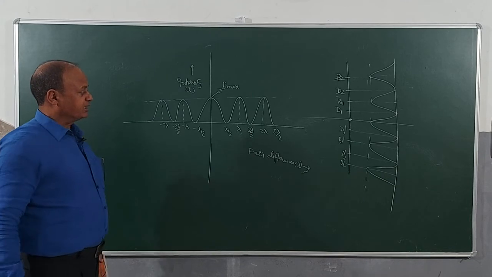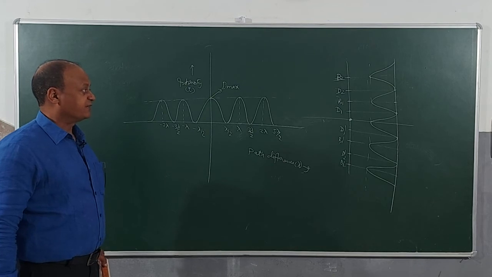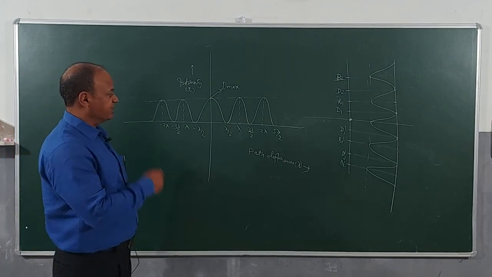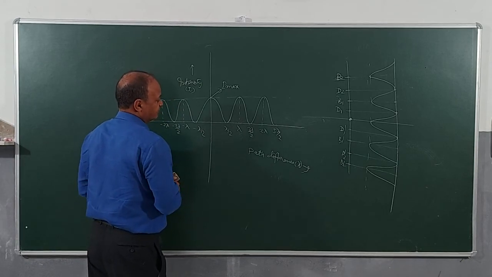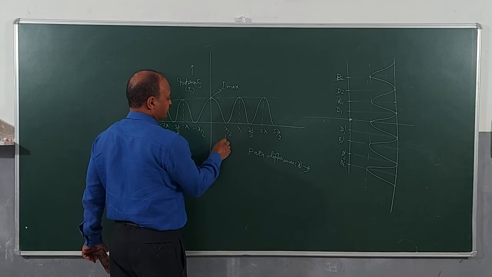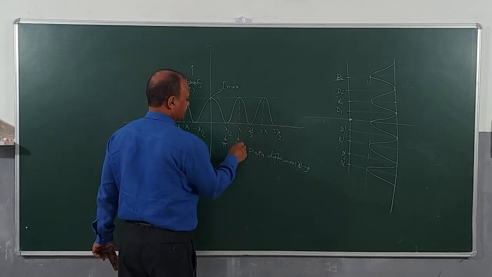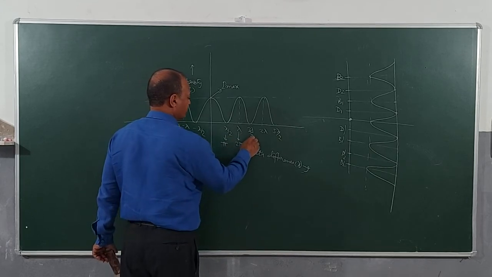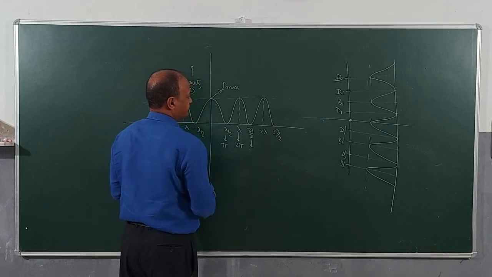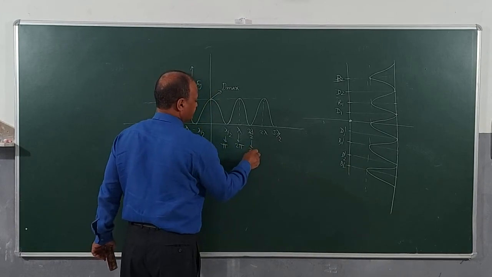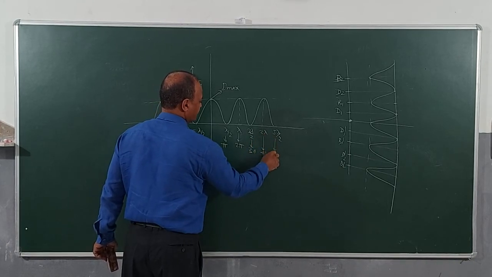Now suppose I am plotting the same graph, intensity versus phase difference, then how will the graph come? The graph will be the same, only you can modify yourself. In fact, where it is lambda by 2, we will be writing pi, and where it is lambda, we will be plotting 2 pi. Here we will be plotting 3 pi, this will be 4 pi, and this will be 5 pi.